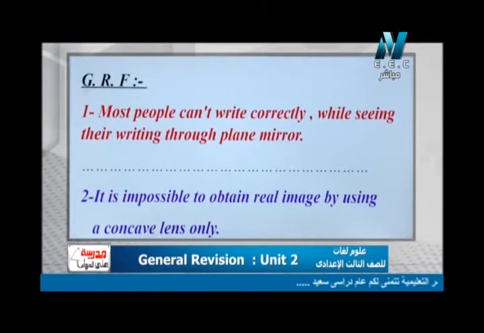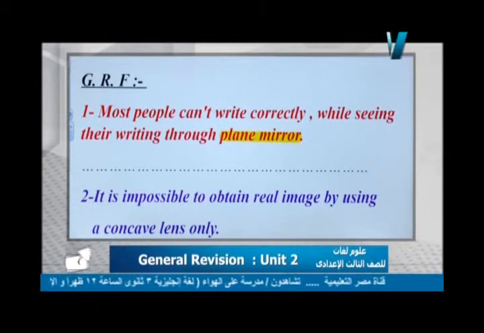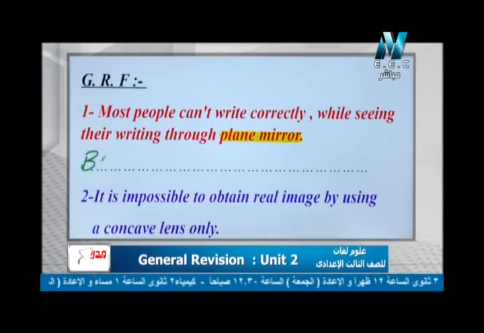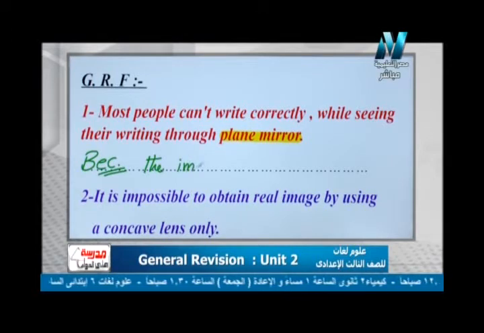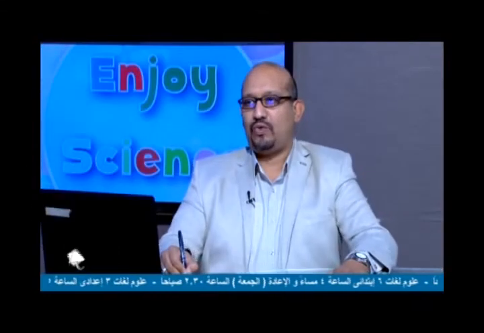Okay. Give reason: most people can't write correctly while seeing their writing through plane mirror. Nobody can read or write well in front of what here? We have plane mirror. We have many properties of the image formed by the plane mirror here. I would say, of course, because one of them is what? Because the image is reversed. Reversed, of course, means inverted sideways.